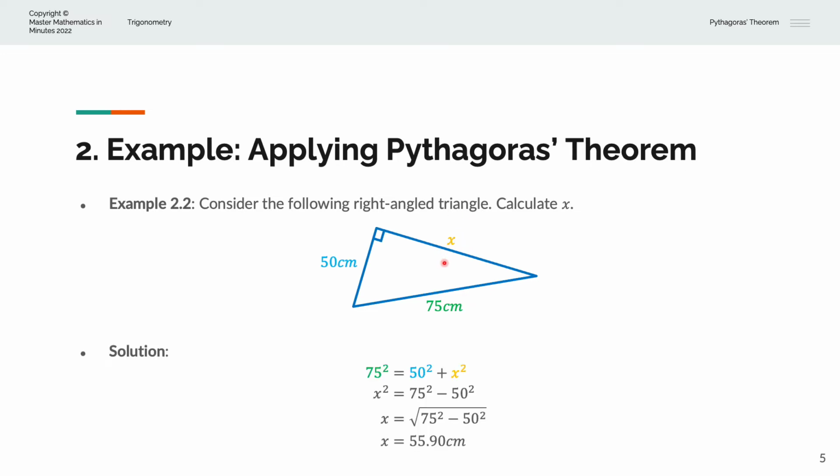According to the Pythagoras theorem, 75 squared, which is the hypotenuse squared, is equal to 50 squared plus x squared. So we'll rearrange this equation. We have x squared, and we'll bring the 50 squared to the other side, and that becomes minus 50 squared. We'll copy the 75 squared as is. And so x is equal to the square root of 75 squared minus 50 squared. That gives us x equal to 55.90 centimeters.